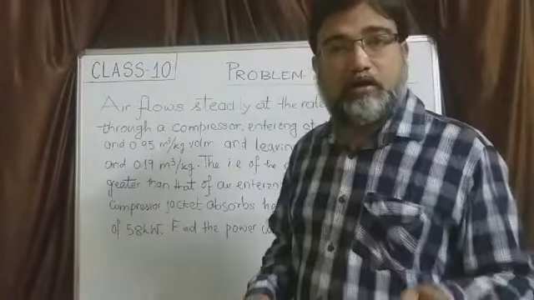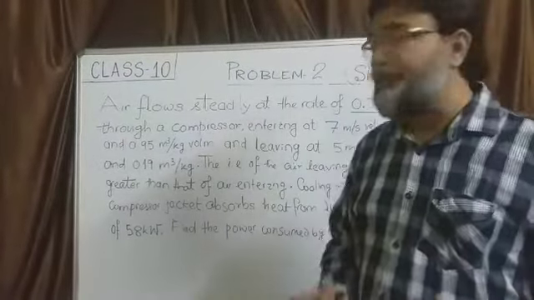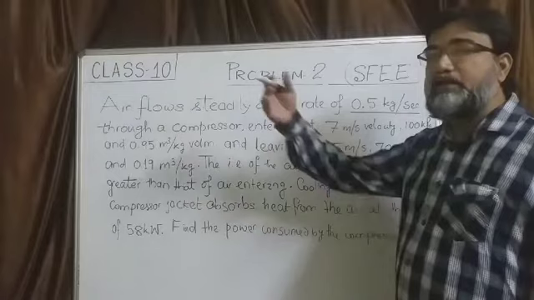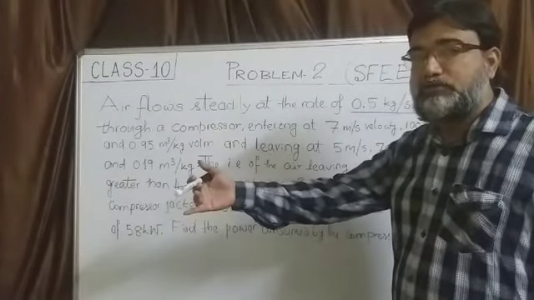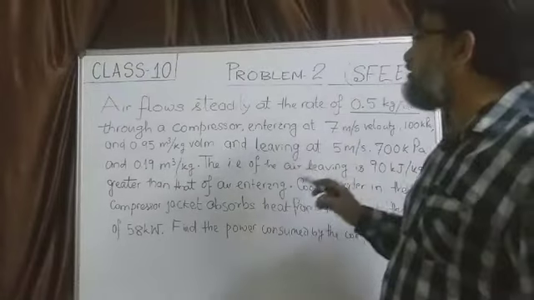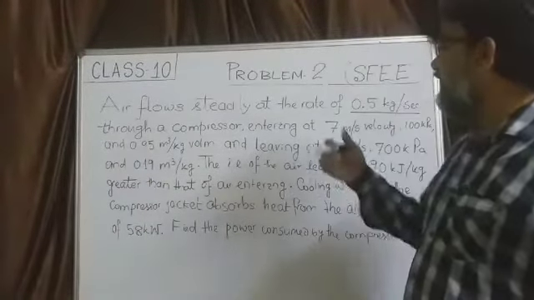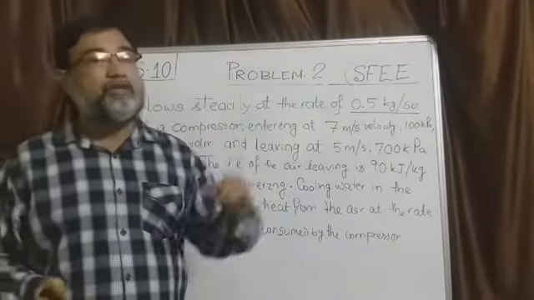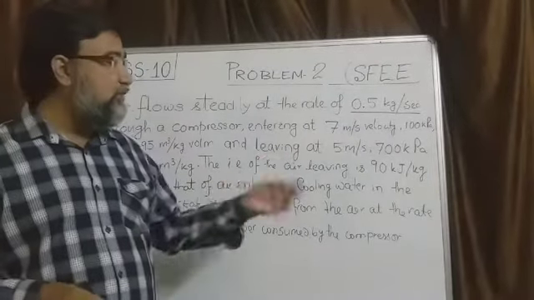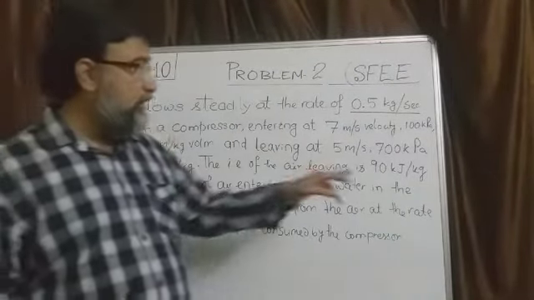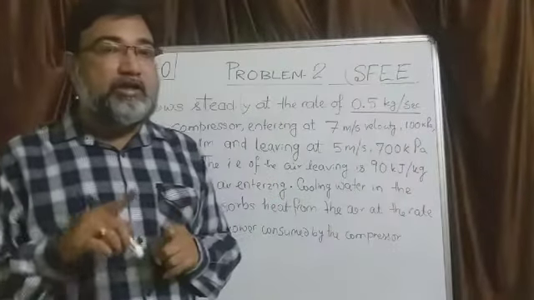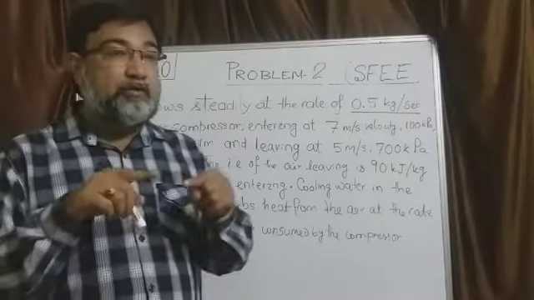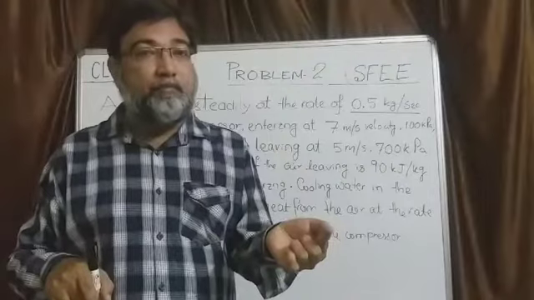You are also given one piece of information regarding the internal energy. What is that? The internal energy of the air leaving is 90 kilojoules per kg greater than that of air at the entry. That means by the time air passes through the compressor, its internal energy is increasing by 90 kilojoules per kg. Since the unit is kilojoules per kg, you have to understand that it is not internal energy, it is specific internal energy. Total internal energy will be only when you multiply the mass term with it.